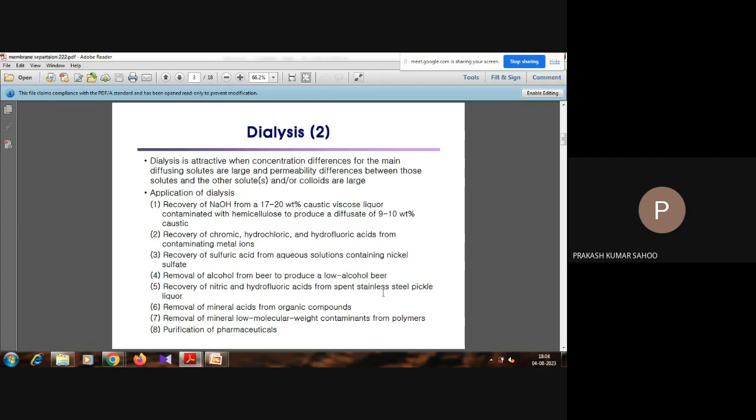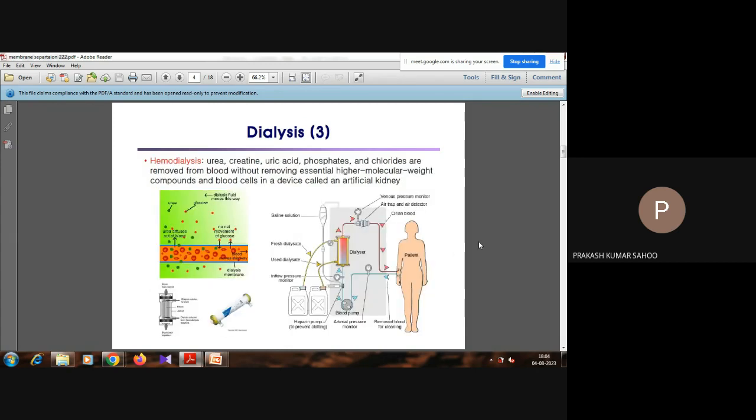a removal of alcohol from beer to produce a low alcohol beer, a recovery of nitric and hydrofluoric acid from spent stainless steel pickle liquor, removal of mineral acids from organic compounds, removal of low molecular weight contaminants from polymers, purification of pharmaceuticals. So these are some applications of your dialysis process.